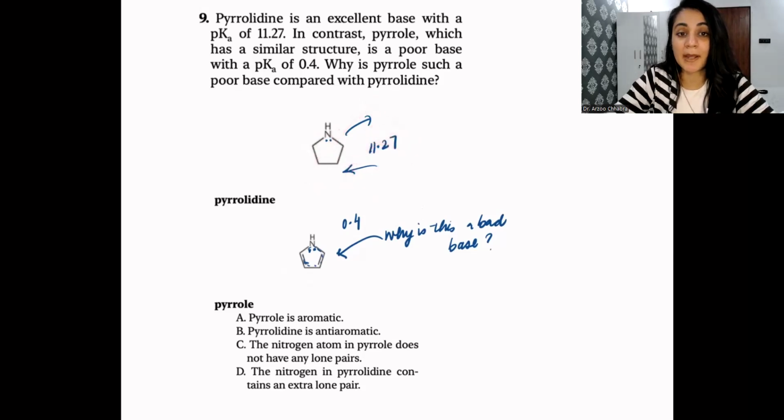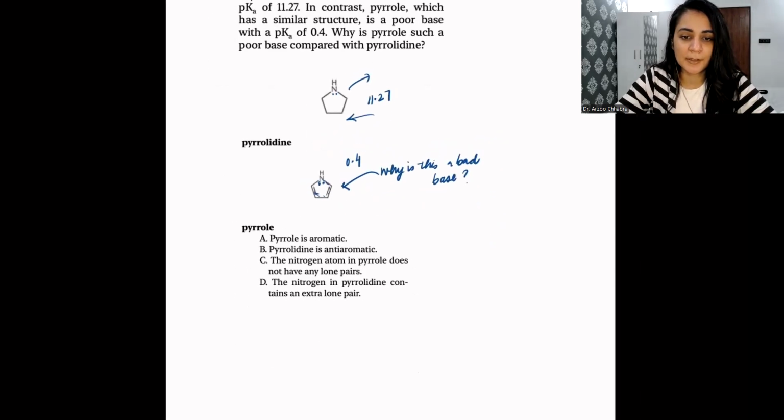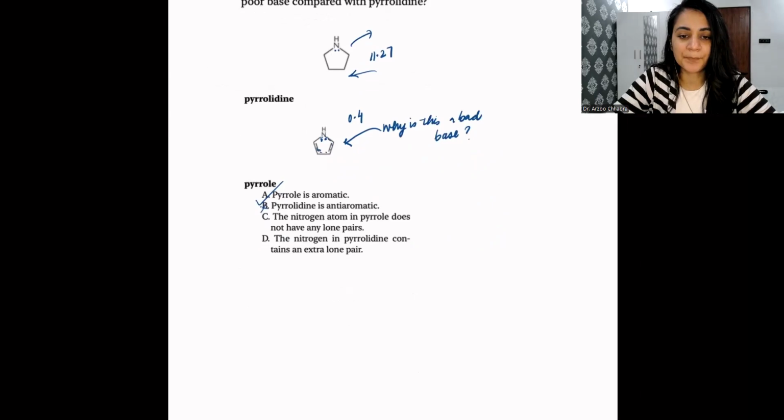So the answer is aromaticity, right? Aromaticity creates the total difference. Pyrrolidine is anti-aromatic. It's actually not aromatic. So pyrrole is aromatic is the correct answer. Nitrogen atom in pyrrole does not have any lone pair of electrons. That's also not true. Nitrogen in pyrrolidine contains an extra lone pair, also not true.